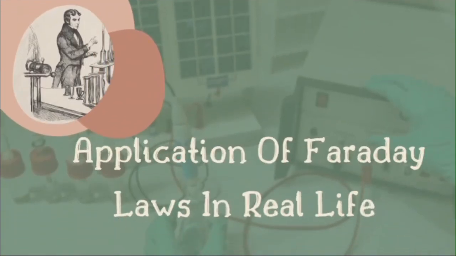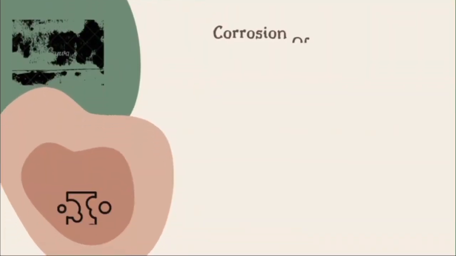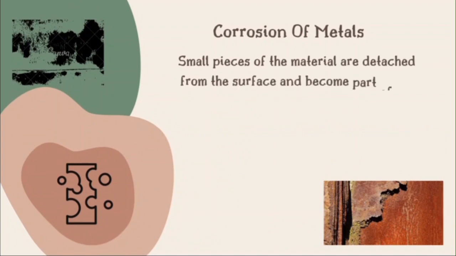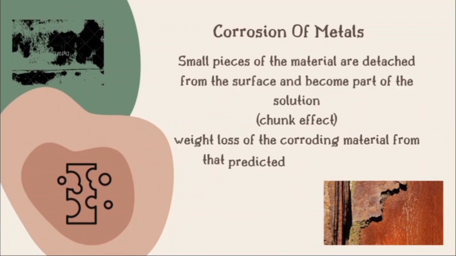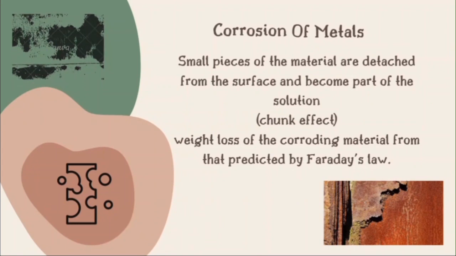Applications of Faraday's laws of electrolysis. 1. Corrosion of metals. We observe that small pieces of the material are detached from the surface and become part of the solution side of the corrosion front. This process is similar to that observed in real experiments and named the chunk effect. This effect can be one of the reasons for the deviations of the observed apparent weight loss of the corroding material from that predicted by Faraday's law.